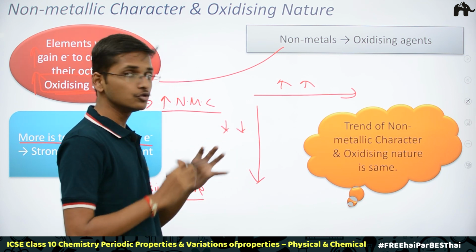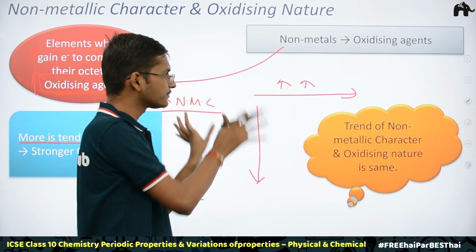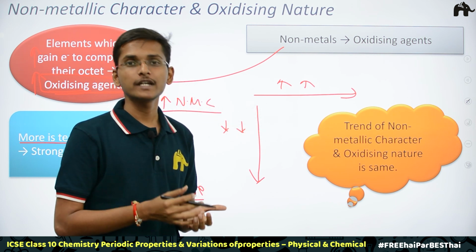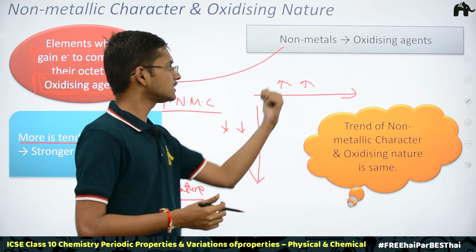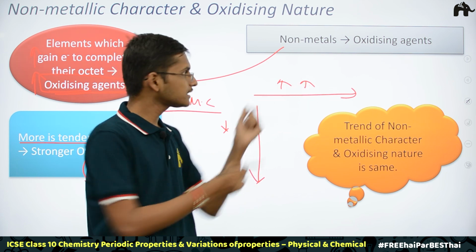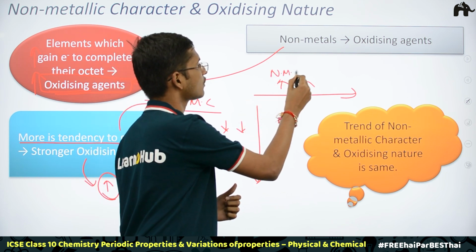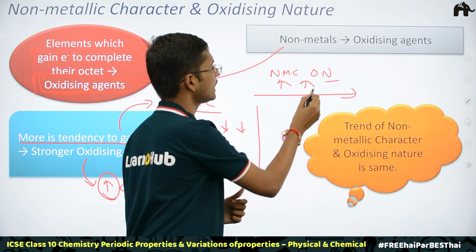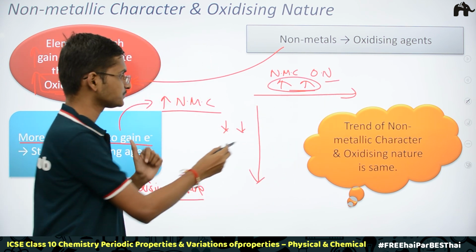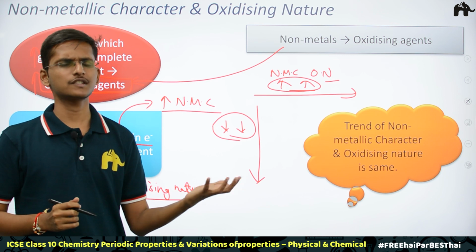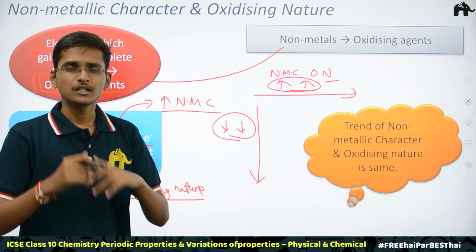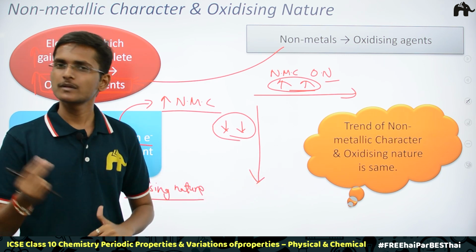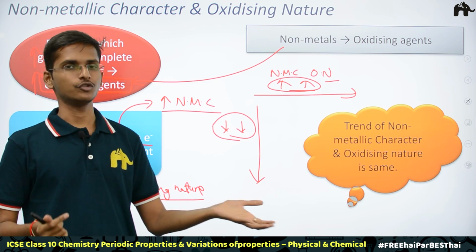So what do we conclude from this? I'm simply trying to tell you a simple trick: the trend of non-metallic character and oxidizing nature are the same. So if someone asks you to tell the trend of oxidizing nature, you just remember the trend of non-metallic character and you would give the answer.